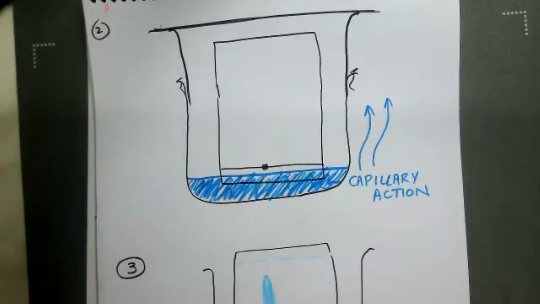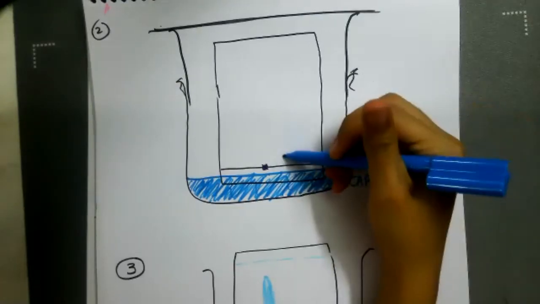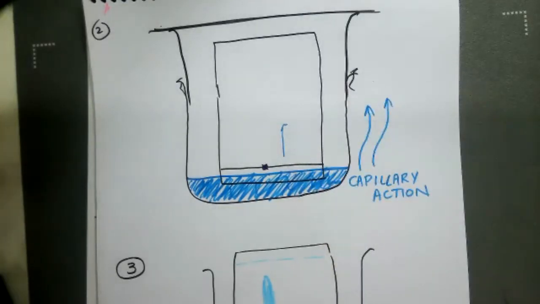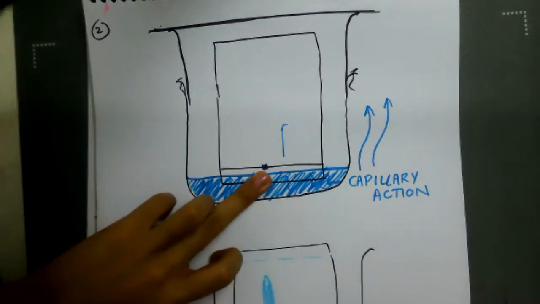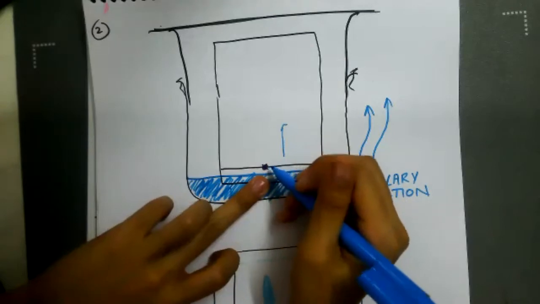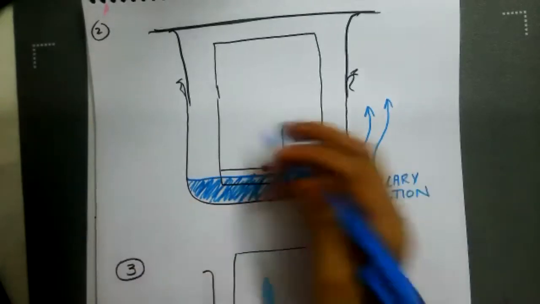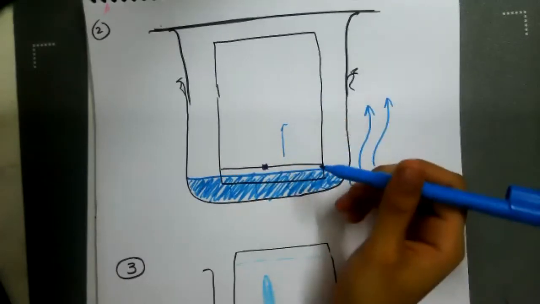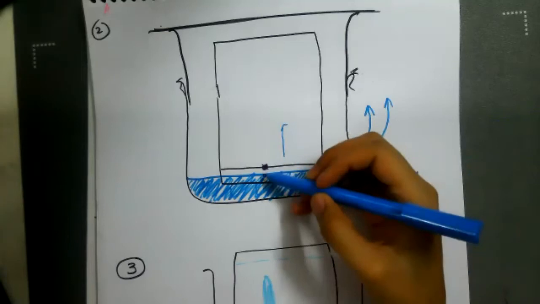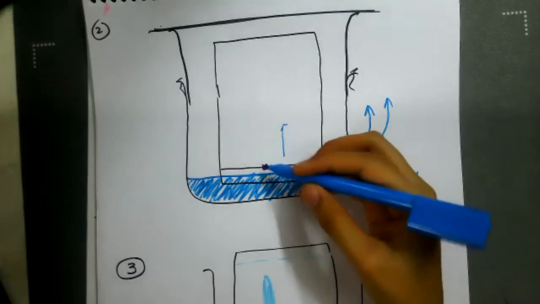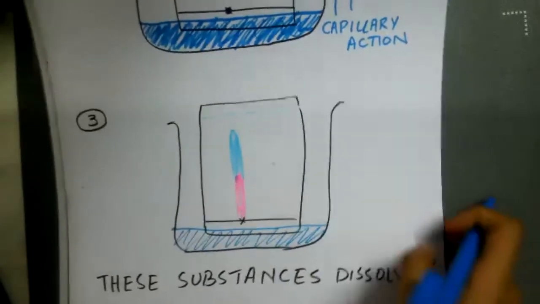By capillary action, the water is going to travel upwards, and it's going to carry the ink with it because the ink is soluble in water. I'm going to show you a video of this being carried out, but for right now, just stick with my diagrams. So the water will take the ink up. The ink is dissolved in water.